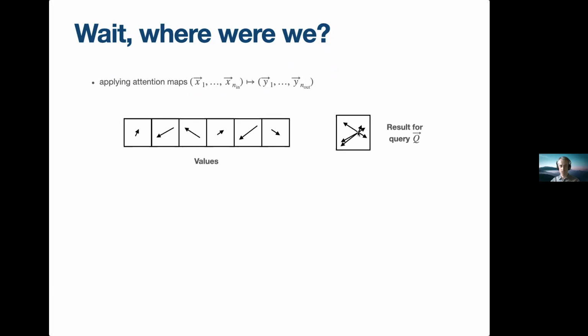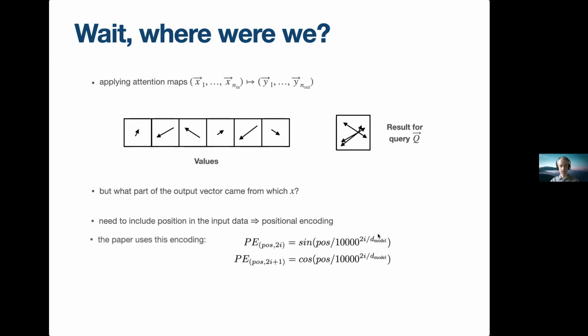However, once we smash all of these together, we don't know where the different pieces came from. In a sequence-to-sequence task, the order of elements is extremely important. And that means that if we're going to use attention to handle sequence-to-sequence tasks, then we're going to have to include that information in the vectors that we input into the model. This procedure is called positional encoding.